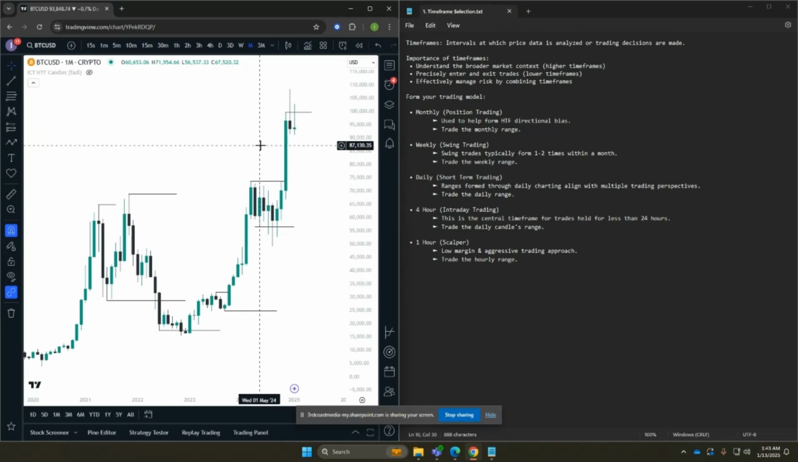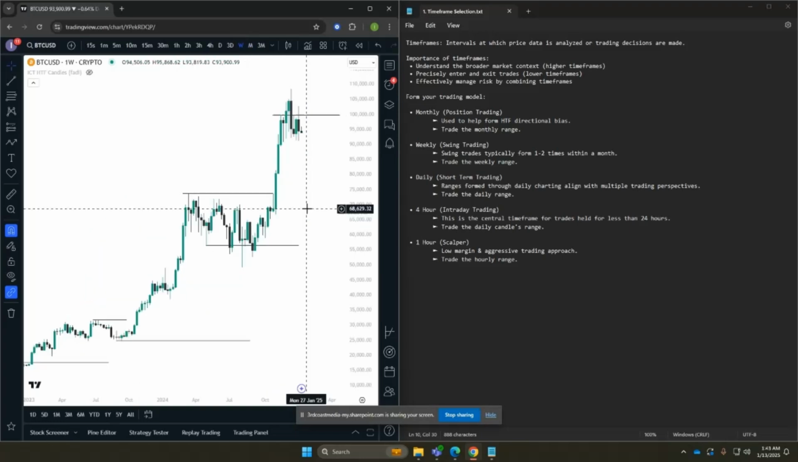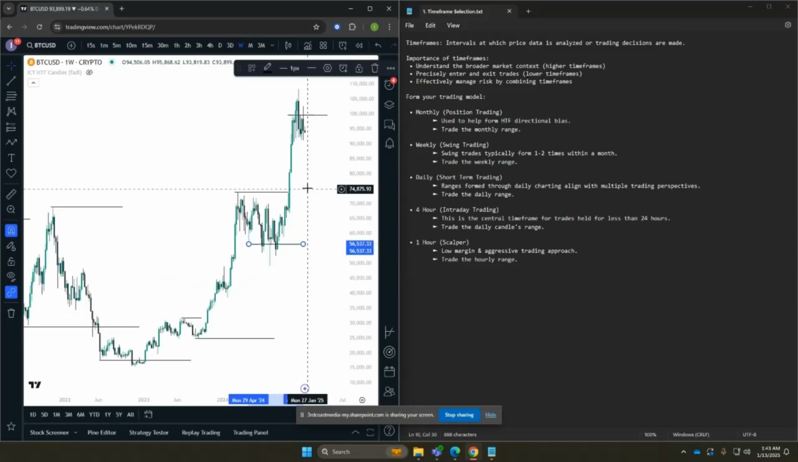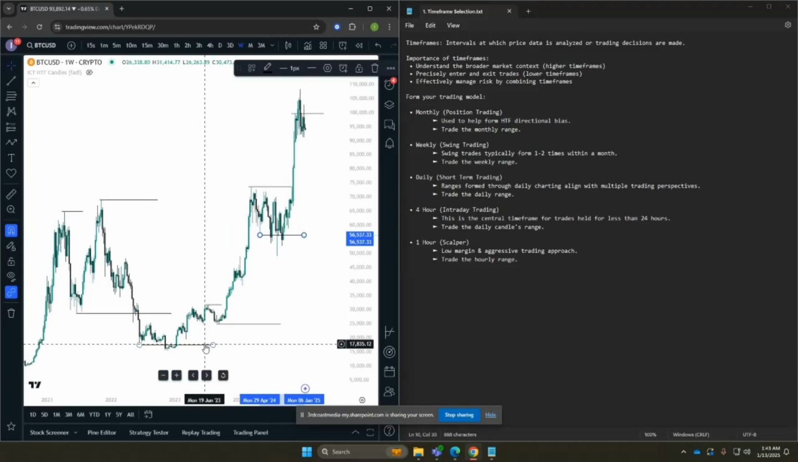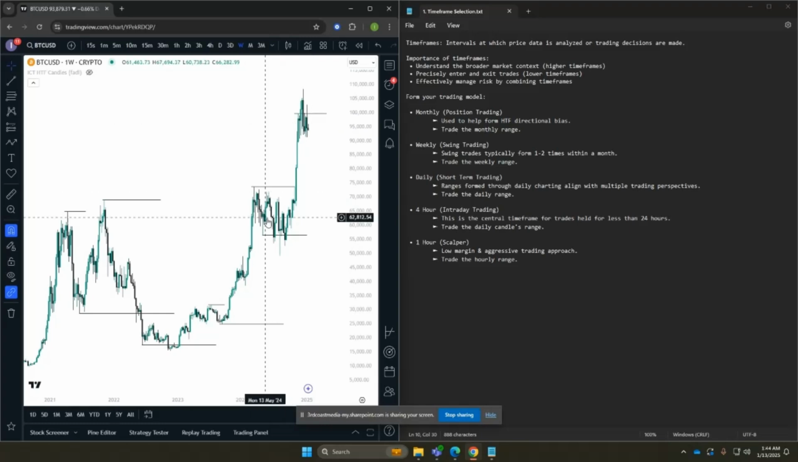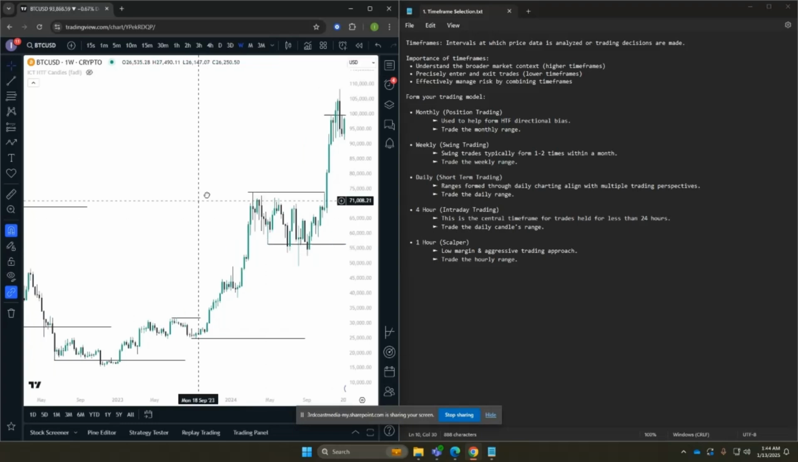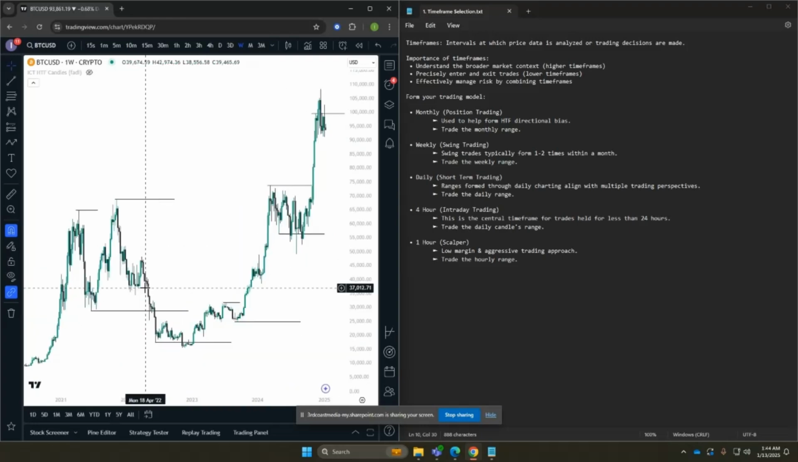Swing trading, you're typically trading 1 to 2 times within a month. So it's a little bit more active. If we look at the same swing points that we marked, we can see that there's a little bit more information available in between. So maybe if we look at the point from here, we can see a range to work with. Same thing here. We can see as price fell through, we have a bottom that was formed.